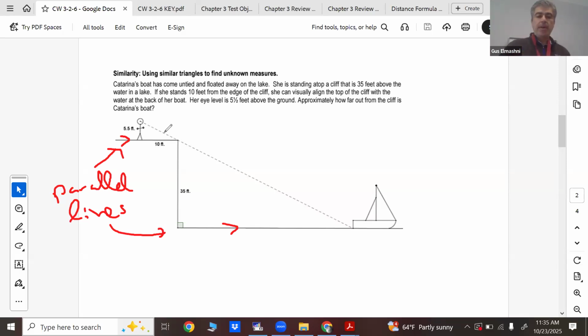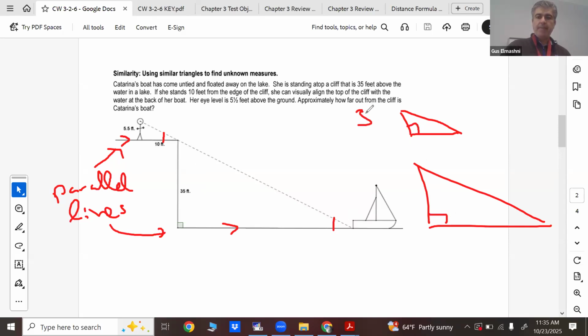If that's true, then what do I know about this angle and this angle? They're congruent, and they're both right angles when you look at the person and the cliff to the water, right? So yeah, you've got two right triangles again. They're similar. You've got this guy and this guy. Two right triangles, 5.5 and 10, 35 and X. And work it out.